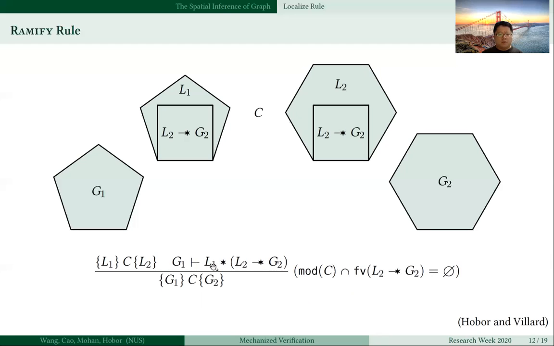G1 implies L1 star (L2 wand G2). This left part we call the RAMIFY application. This rule is called the RAMIFY rule.